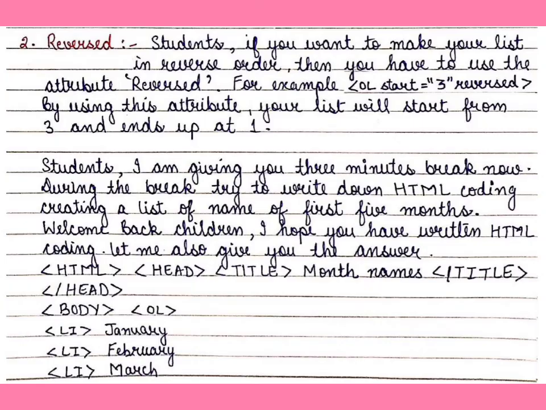Number 2, reversed. Students, if you want to make your list in reverse order, then you have to use the attribute reversed. For example, OL start equal to 3 reversed. By using this attribute, your list will start from 3 and end at 1.